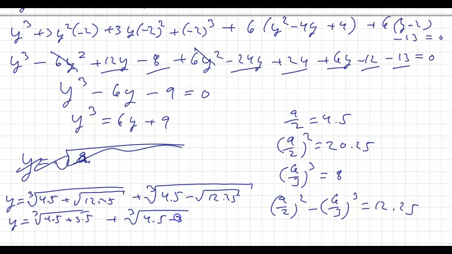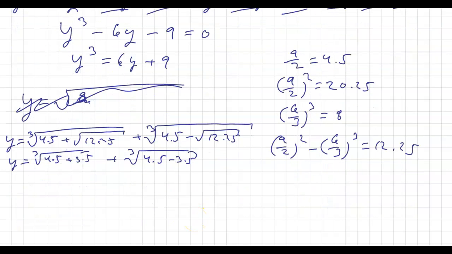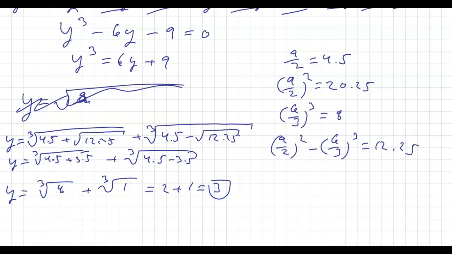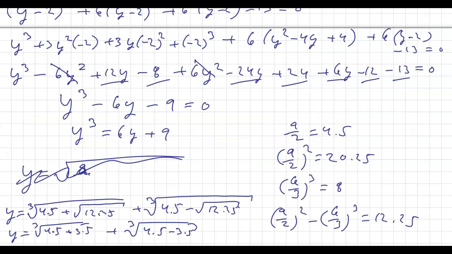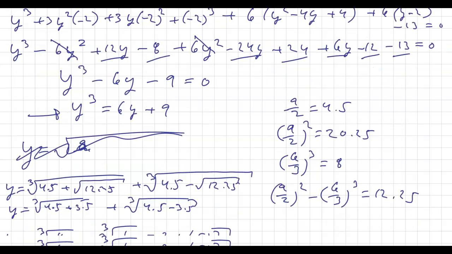So this is one of those that we actually can simplify a little bit further. We get the cube root of 8 plus the cube root of 1, which is 2 plus 1, which is 3. Now 3 is the answer for y, and you could check that. 3 cubed is 6 times 3 plus 9, 27 equals 27. That's true. But the question wasn't about y.